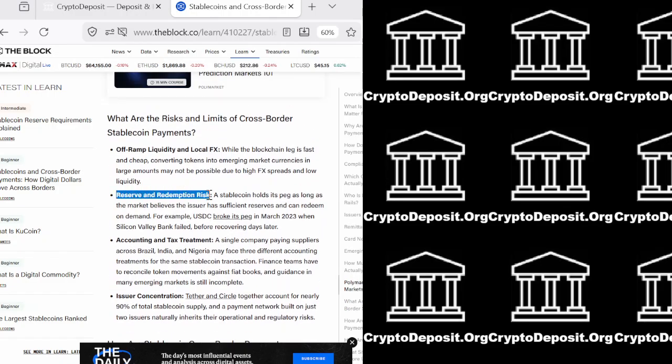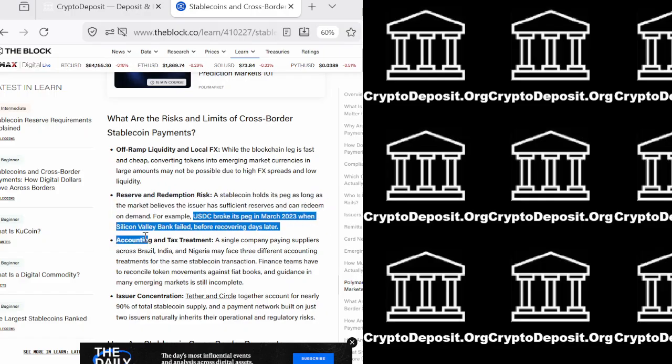Now, reserve and redemption risk. So a stablecoin holds its peg as long as the market believes the issuer has sufficient reserves and can redeem on demand. For example, USDC broke its peg in March 2023 when Silicon Valley Bank failed before recovering days later.